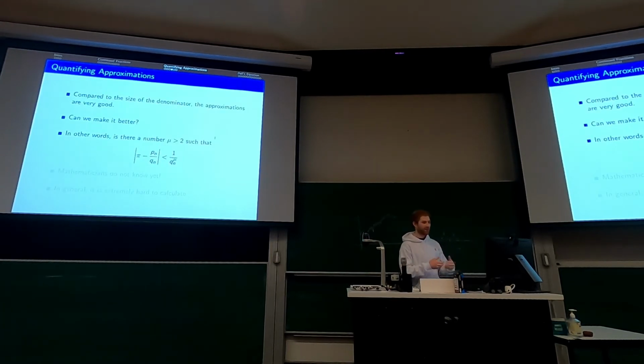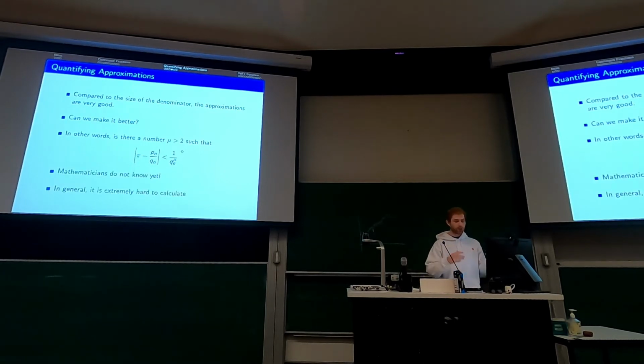So obviously, it seems like they're very good, but there's a question, right? Can we make it better? I chose 2 a bit out of the air, it could have been 103, 104, something like that. So more mathematically, is there a number mu, which is bigger than 2, such that the distance between pi and p_n over q_n is less than 1 over q_n to the power of mu? And for the case of pi, we don't actually know yet.